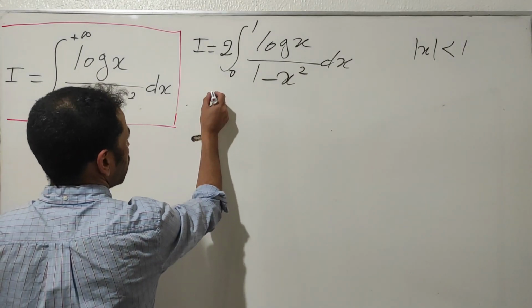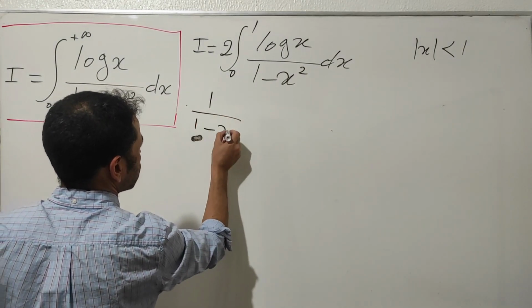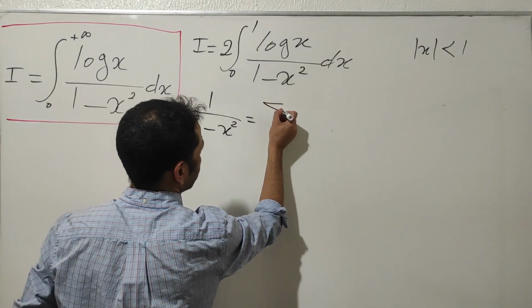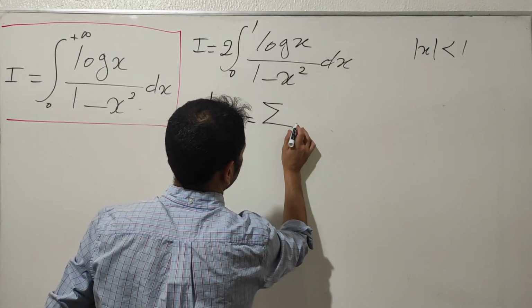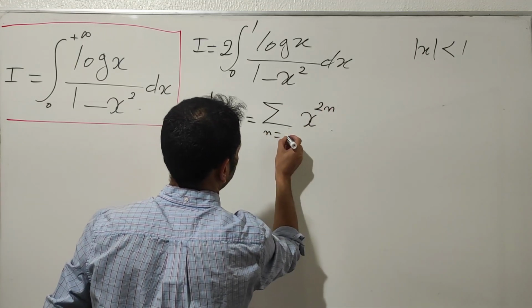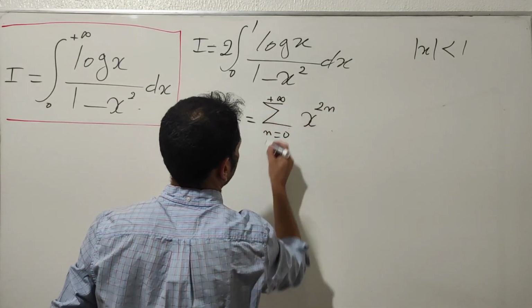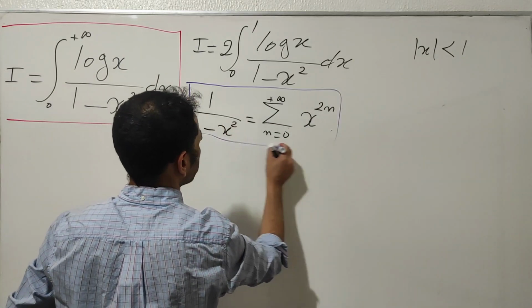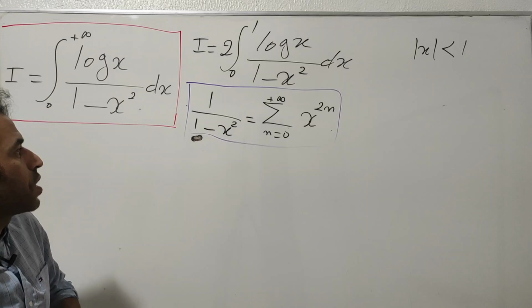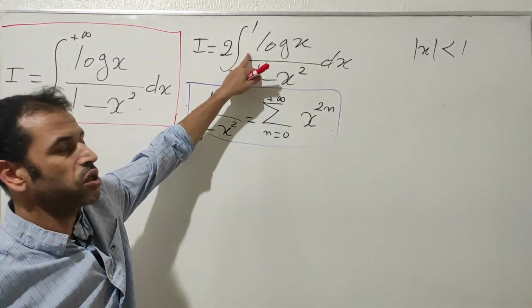If you take a look at the denominator of this function, it is a geometric series, which means 1 over 1 minus x squared equals the geometric series, the sum of x to the 2n as n runs from 0 to plus infinity.